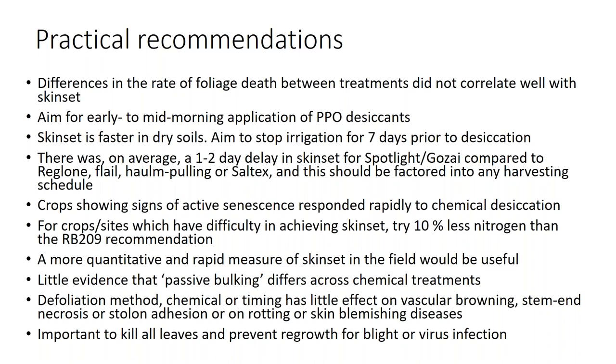Where the crop was seed and vigorously growing or had copious amounts of stem for a late desiccated royal crop, then that was where we had more difficult conditions. Those crops were still actively growing. So faced with that, we gave a recommendation at the agronomist conference last year that maybe we should try 10% less nitrogen than the RB209 recommendation, or if you had difficulty killing crops, just to try a strip of 10% less nitrogen in 2020. And we'll see where that's got to in terms of the 2020 trials a little bit later.